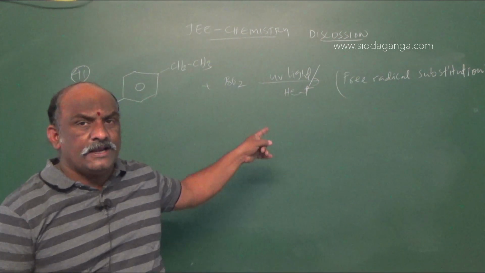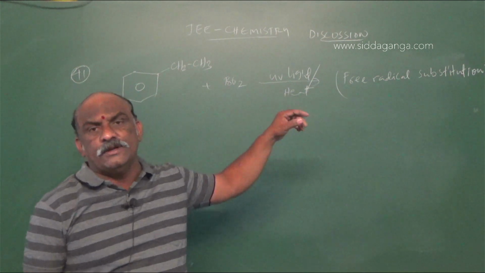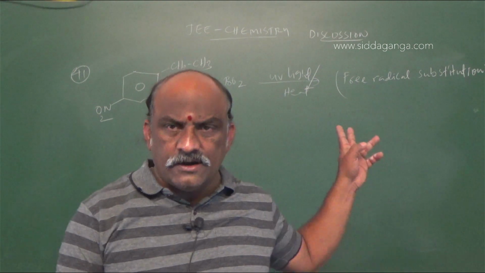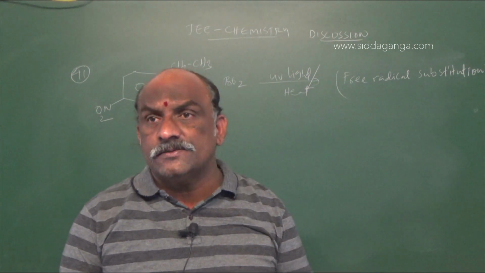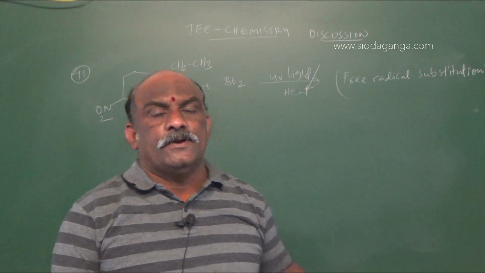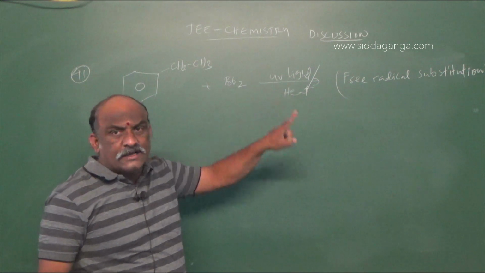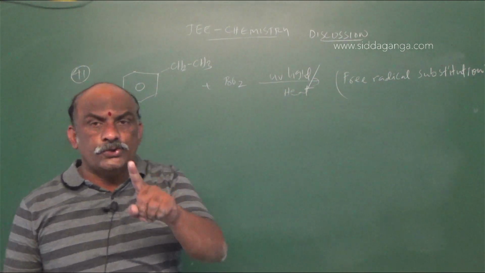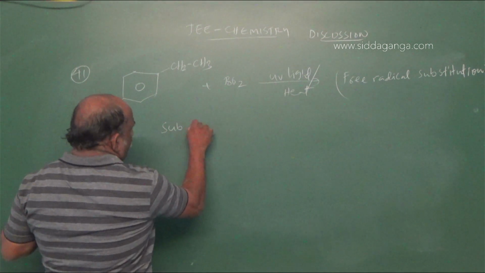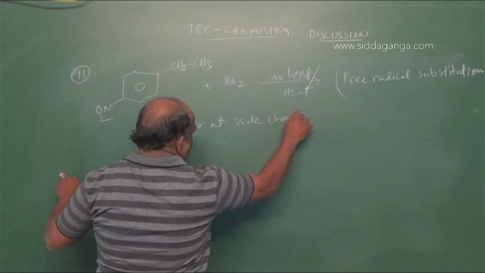Instead of heat and light, if a Lewis acid was given, the reaction is said to be electrophilic substitution. Two types of substitutions are there according to benzene. One is free radical substitution. The second one is electrophilic substitution. So here heat and light were there. Heat means free radical substitution. Bromine will substitute on the side chain.